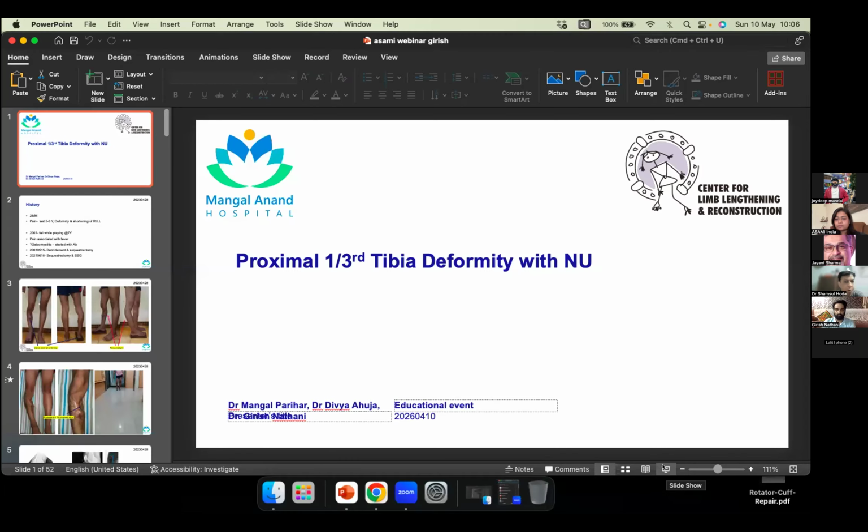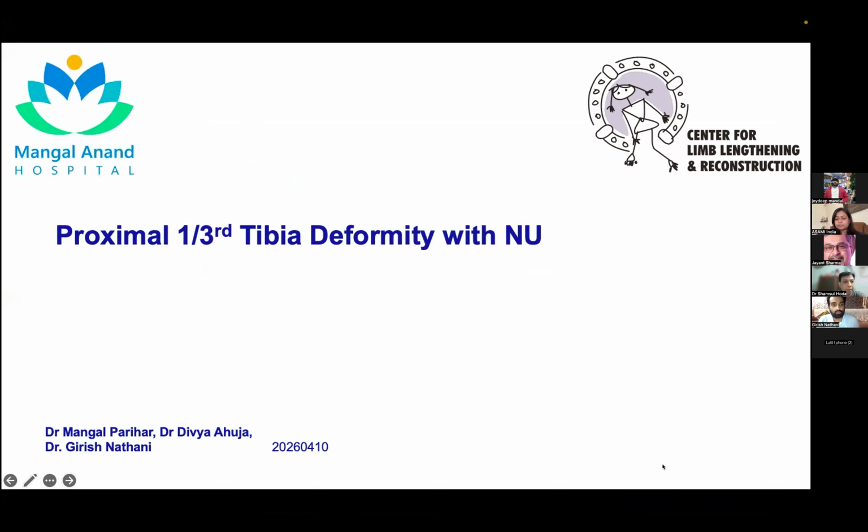Third tibia, non-linear deformity. Dr. Girish: Good morning, everyone. So, the topic which I will be speaking about is proximal one-third tibia deformity with distal non-union.